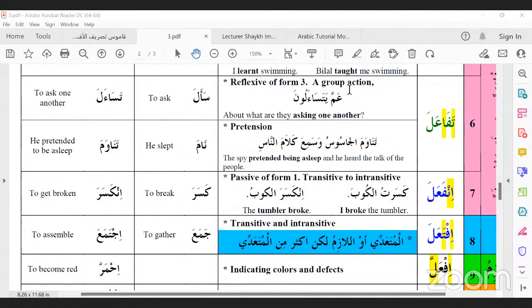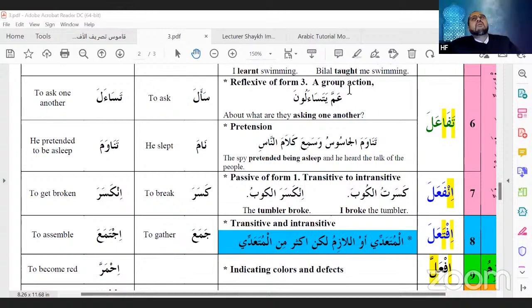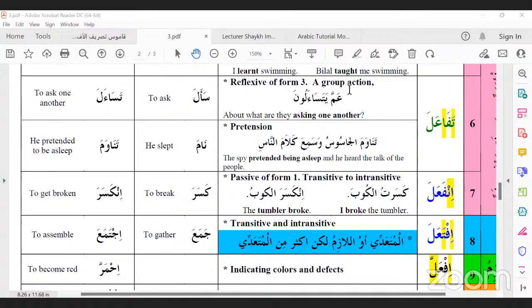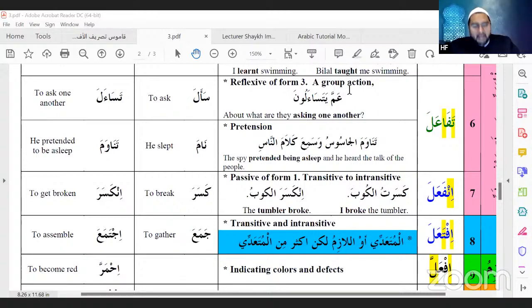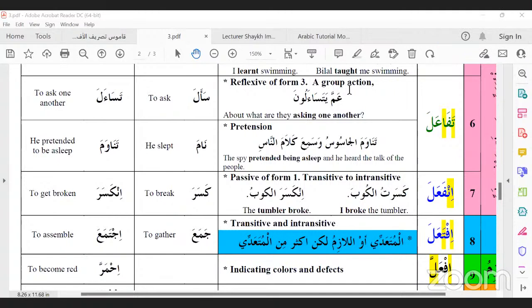Sheikh, in form 3, is one of the connotations that the action is started or initiated by the doer? I can't remember, only the most important one which I remember myself: it's reciprocal, both individuals are doing it together. Like qatala, it means to fight with one another, but the action is initiated by one of the persons, who is the doer. Yes, the doer starts the action. Absolutely. That's correct.